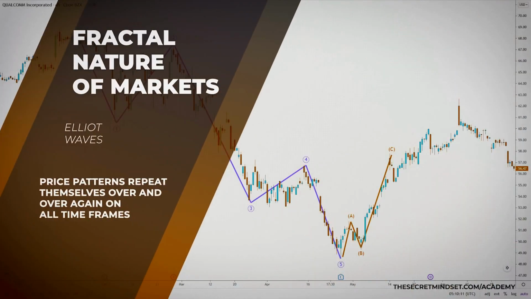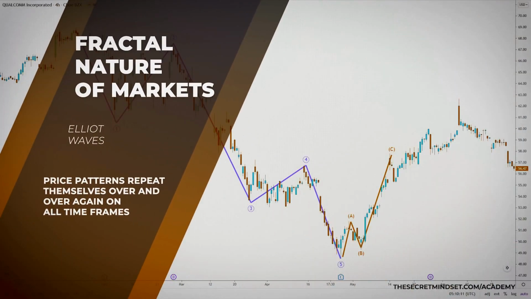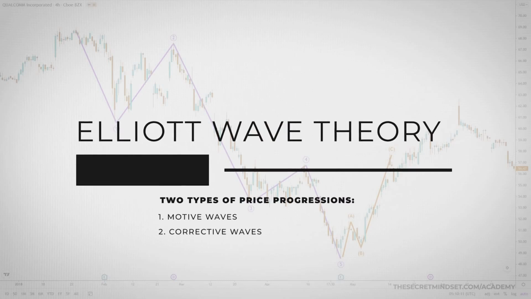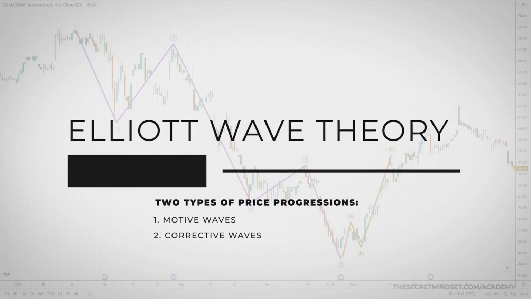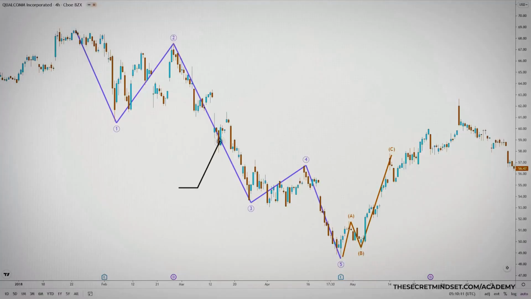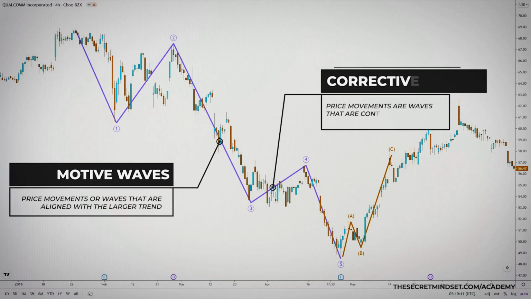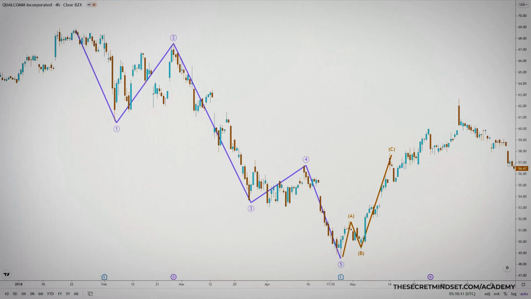One of the key points within the Elliott wave theory is the concept of the fractal nature of the markets. This means price patterns repeat themselves over and over again on all time frames. Under the Elliott wave theory, there are two types of price progressions. The first are those price movements or waves that are aligned with a larger trend. These price movements are referred to as motive waves. The second price movements are waves that are contrary to the larger trend. These price movements are referred to as corrective waves.